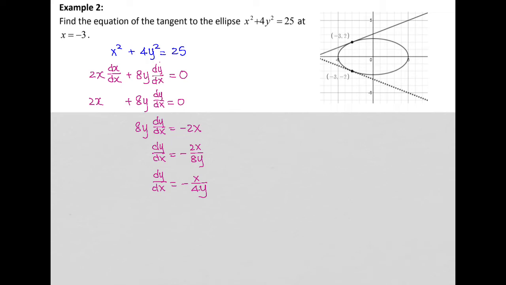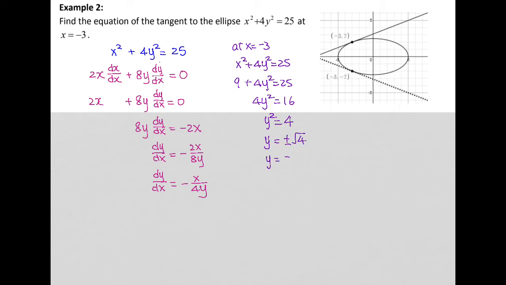Now, in order to find the slope of a tangent, I need to know both x and y values. Since only the x value is given, I'm going to find the y values. So at x equals negative 3, we know x squared plus 4y squared will be 25. So negative 3 whole thing squared will be 9. Subtract 9 on both sides. Divided by 4 on both sides. So y is going to be positive negative square root of 4. So y will be positive negative 2.